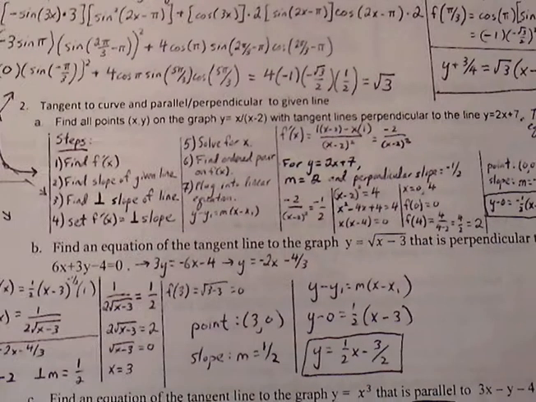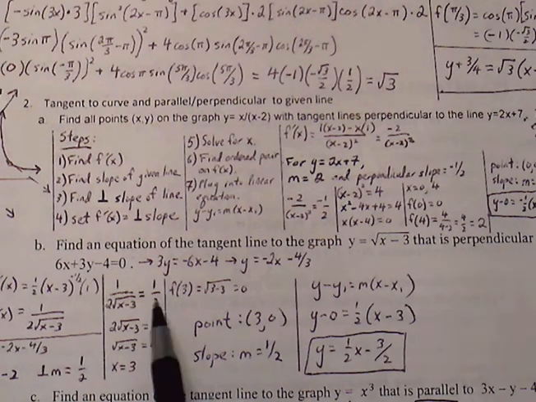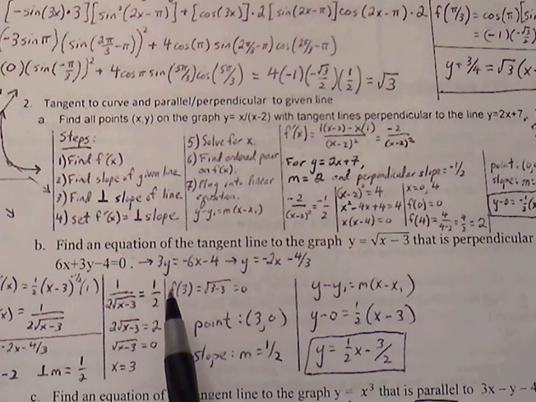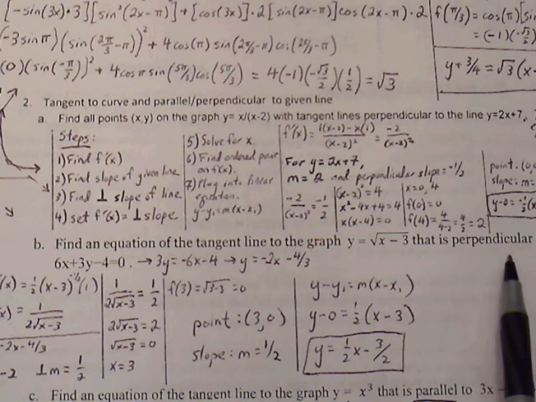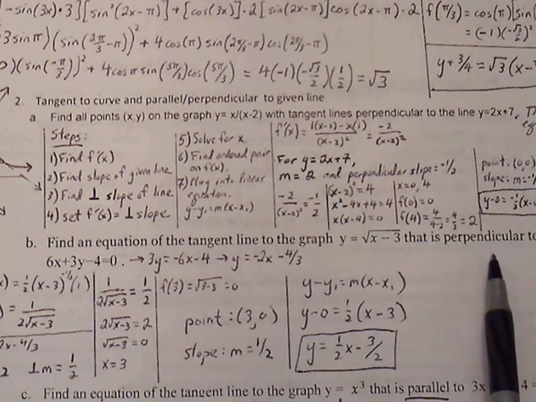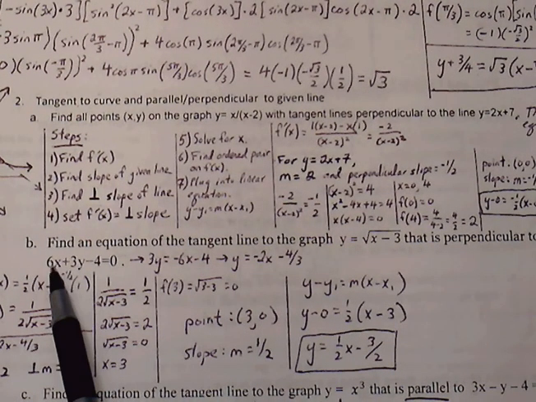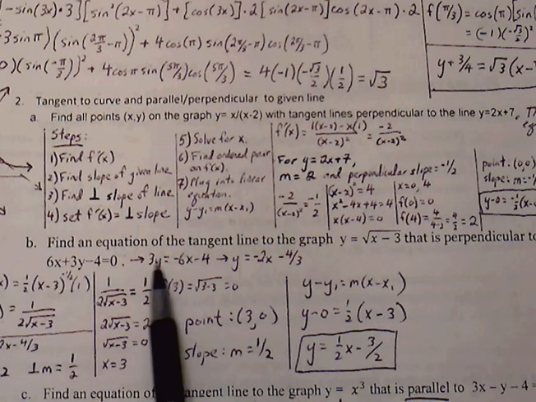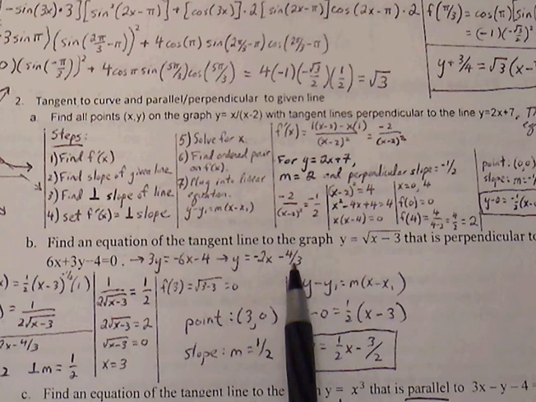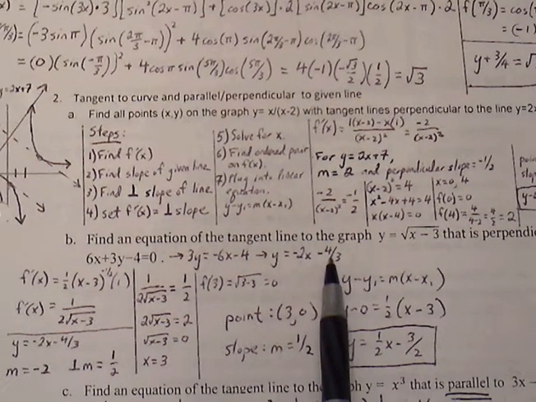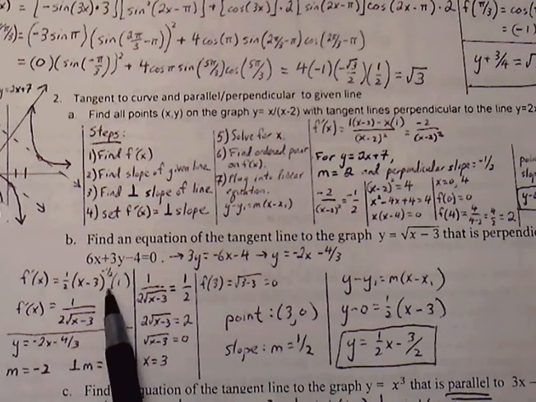Okay, part B. Find the equation similar to part A, but now we have a different function, but we're still looking for a perpendicular slope to a given line. The only thing is we do have to do some work to rewrite this in slope-intercept form, so we can actually identify the slope. So solve for y, we get y equals negative 2x minus 4/3. We go through the same steps. We find the derivative of our function, go through chain rule.